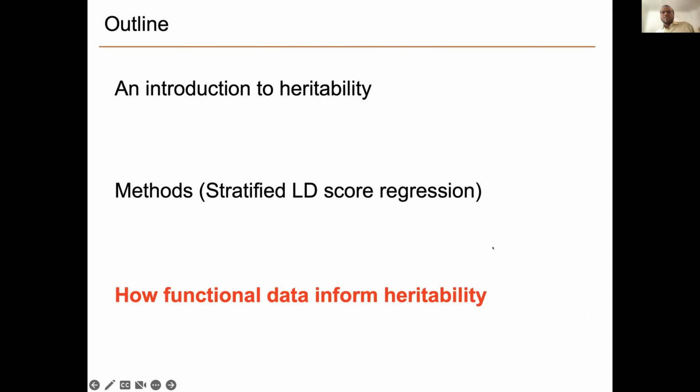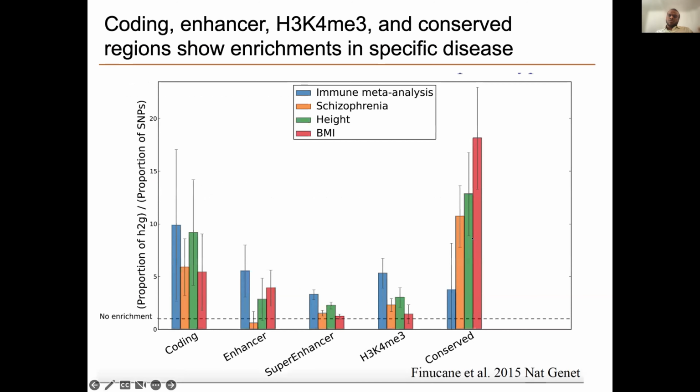So now we are going to talk about how functional data can be used inside the LD score regression, the stratified LD score regression framework, and how it has been used so far to inform about heritability. One of the papers is the Finucane 2015 paper, the original stratified LD score regression paper, where she looked at different functional regions from coding, enhancer, super enhancer, conserved regions. And what was found was that a lot of these regions are enriched for heritability for multiple traits.